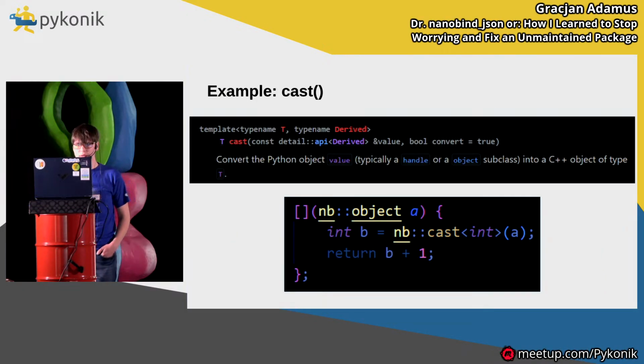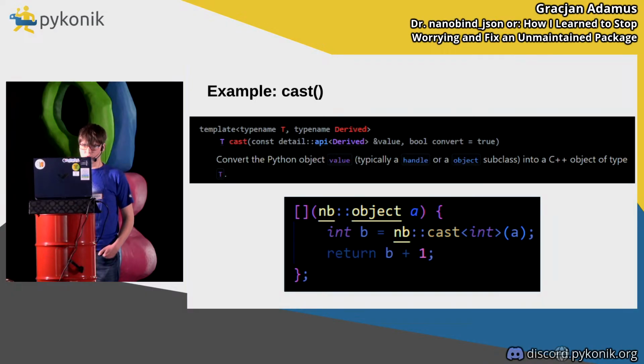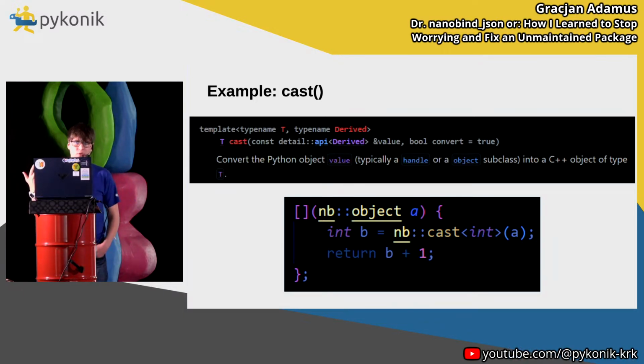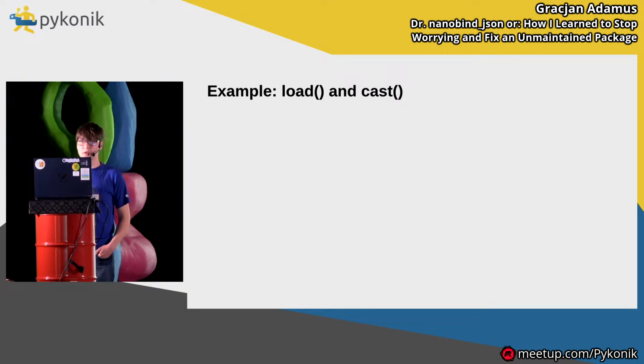But in nanobind, that's actually a standalone function that you call from the nanobind namespace. And other than that, it works the same, but that's changed. It's not a method anymore. So I had to go through the whole code, and everywhere where it was called, change it to a separate function call. Another interesting example is load and cast, and that cast is completely different than the previous one.